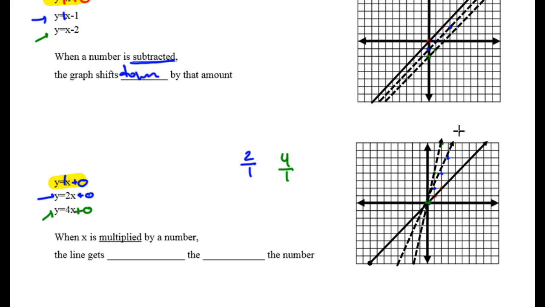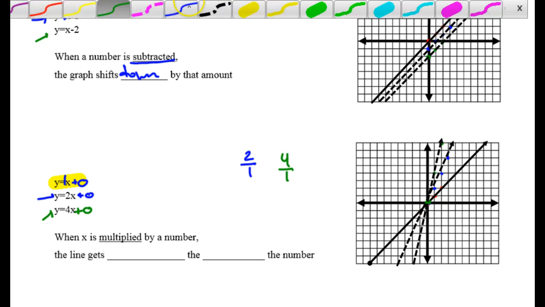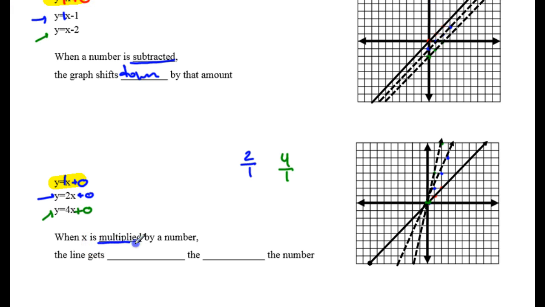Alright, so now the graph does something totally different. You see the graph did not slide up. Now the graph is becoming more steep, but is still crossing at 0. So what's happening here is that when the x is multiplied, you're changing the slope. We started here, see how it's getting more up? It's getting steeper. The line gets steeper the higher the number.